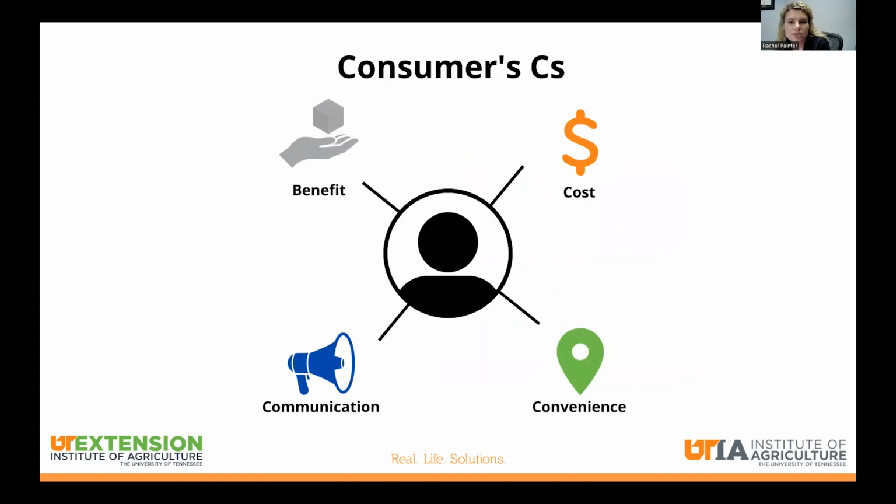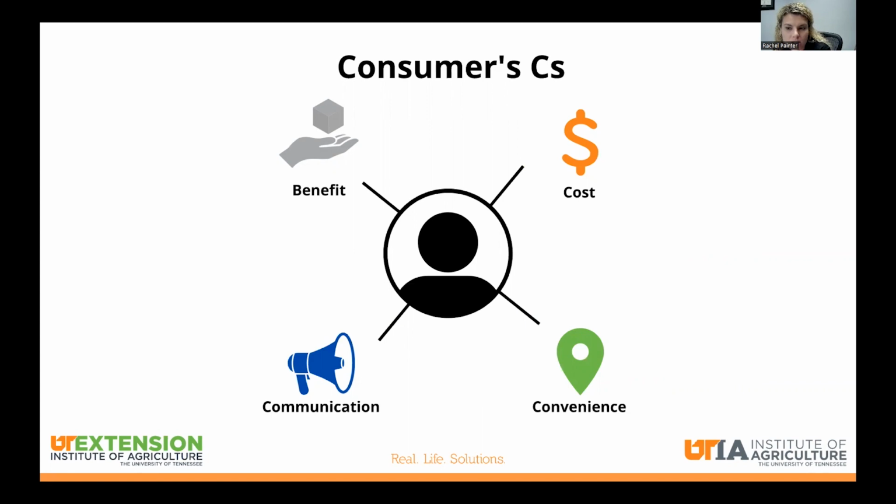When we're trying to focus on that customer and who our target customer is, we would want to answer these 4 consumer C questions about our customers. What benefits are they looking for from our product or service? What are they seeking out? What do they need? What is the cost of that good or service? What are they willing to pay? What is their opportunity cost that they're giving up by purchasing this? They might not be able to purchase something else, or they might not be able to go somewhere else if it's an experience. How are they looking to communicate with us?